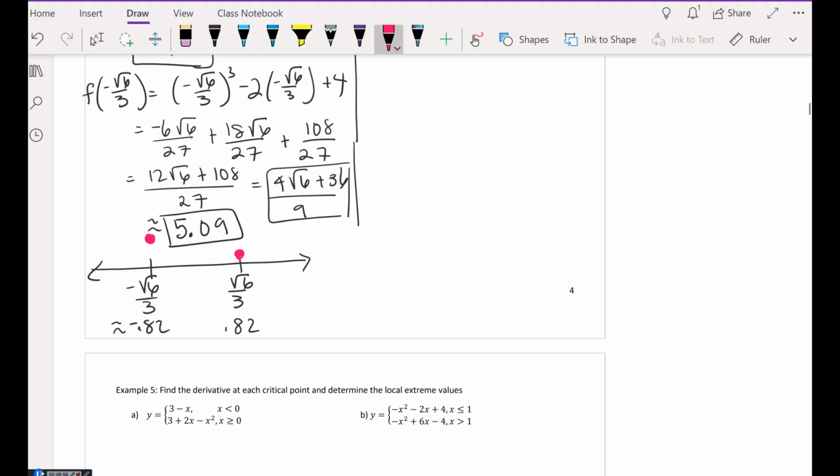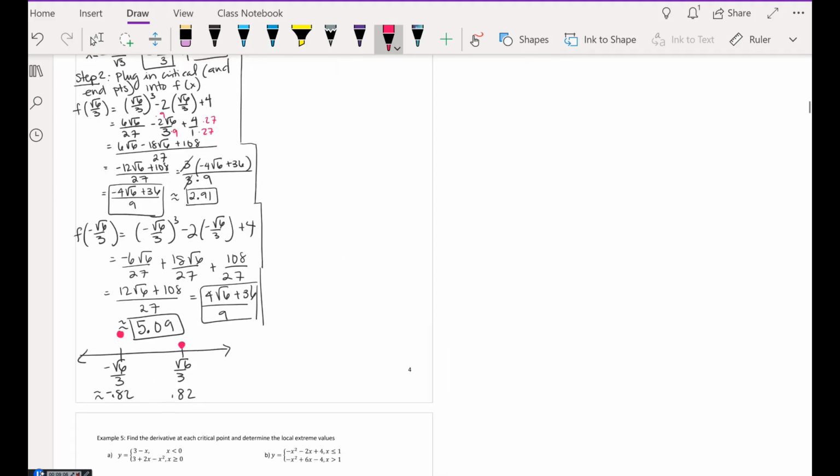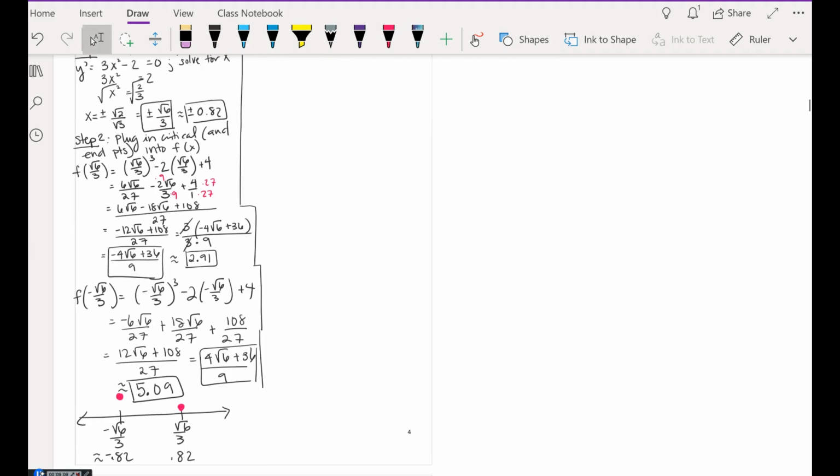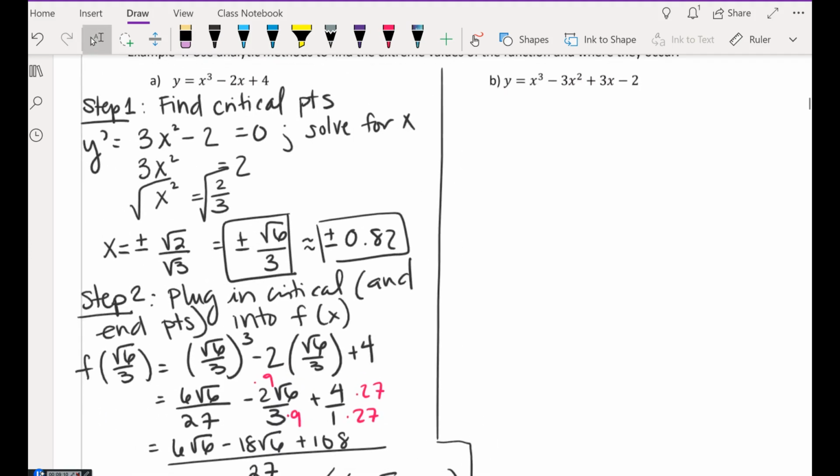But how do I know if they're both min or max, or one's max, one's min? Could you use the positive cubic function as a base? How does a positive cubic function go? As x approaches positive infinity, what's happening to y? Goes up. As x approaches negative infinity, what's happening to y? Goes down. Okay, perfect. Well said.